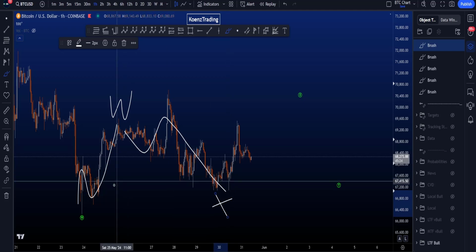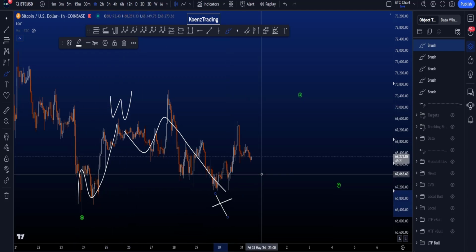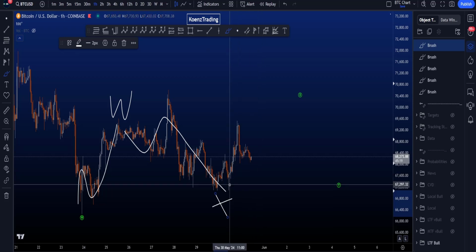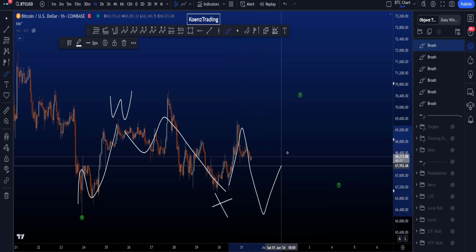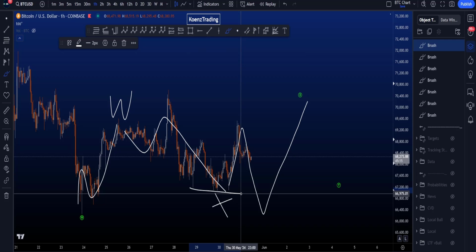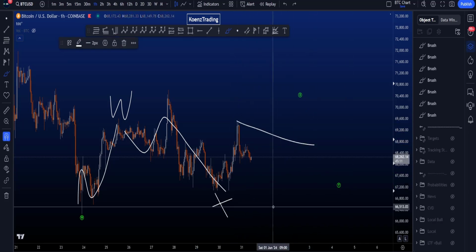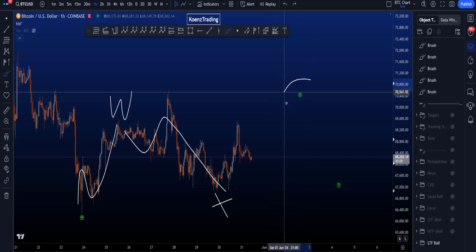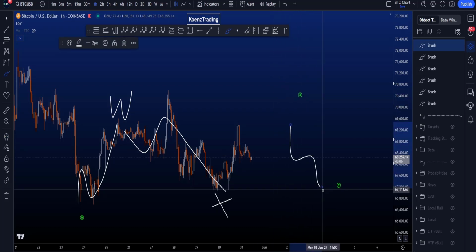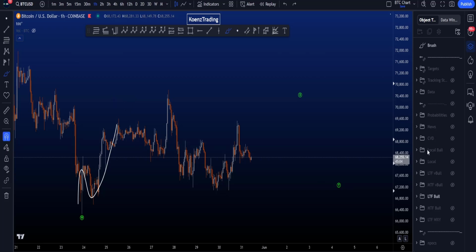Now a wave Y, because wave W is a zigzag, can only be one of two structures. Either a flat structure in an A, B, C, where you take the lows at 67.1k, or a triangle, which is a continuation of the range. After wave X is finished, we're then looking for a wave Y towards the downside.